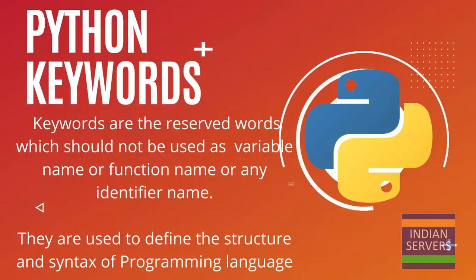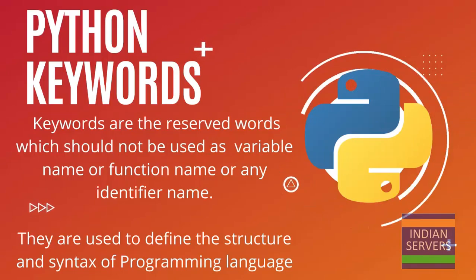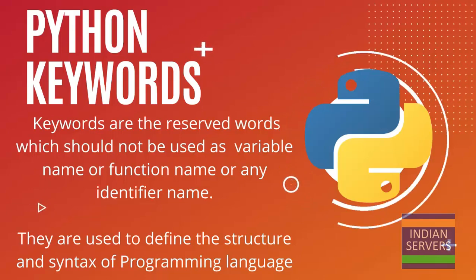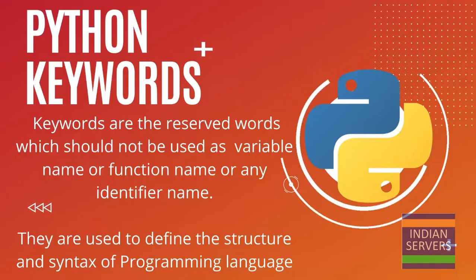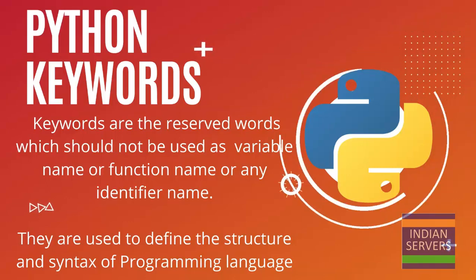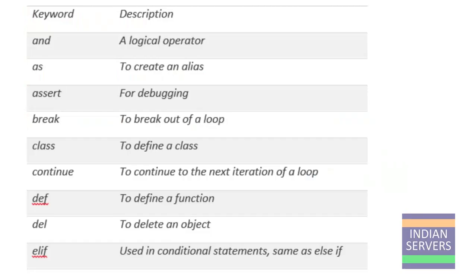Python keywords. Keywords are the reserved words in Python. They should not be used as a variable name, function name, or any identifier. They are used to define the syntax and structure of the Python programming language. There are 33 keywords in Python.